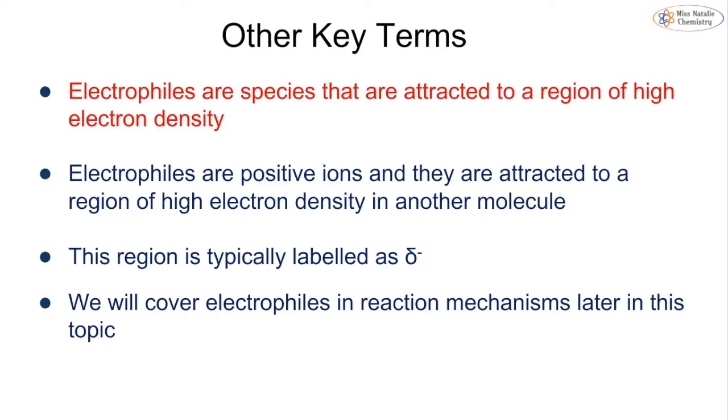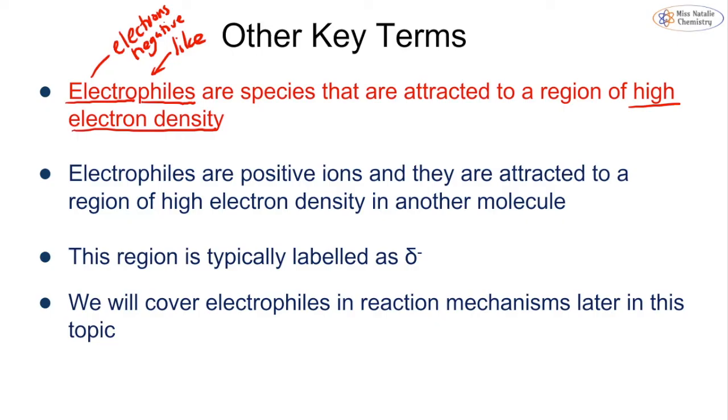We are also going to be introduced to something known as an electrophile. Now, if something has the word phile in it, that means to like. And if it has electro, this means electrons or a negative charge. So electrophiles are substances that are attracted to an area of high electron density. So this is going to be attracted to areas where there is a lot of negative charge.